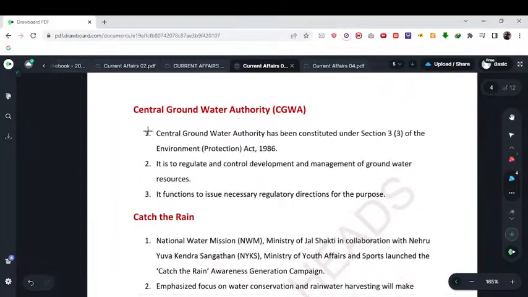Next we see Central Groundwater Authority, CGWA. This is under the Environment Protection Act 1986. Remember this, that Central Groundwater Authority is under Environmental Protection Act 1986.